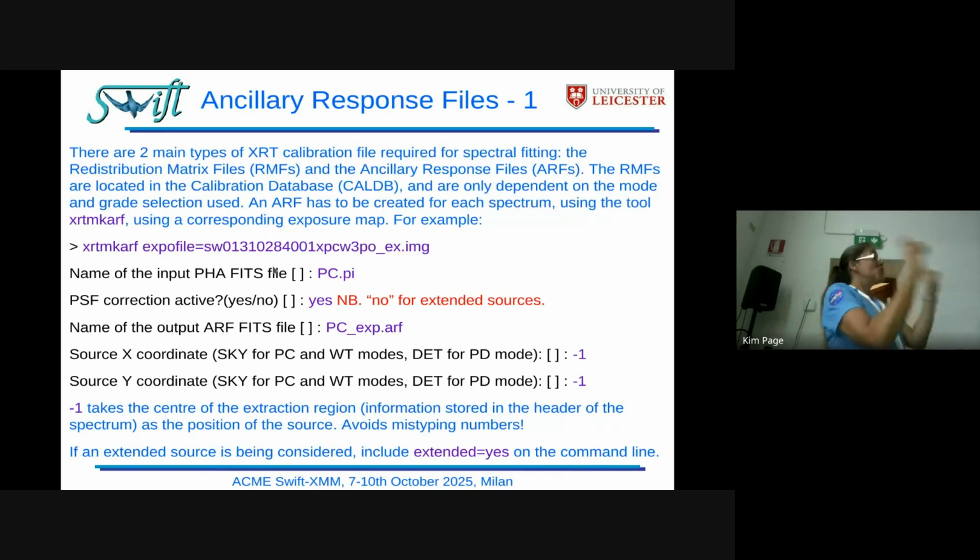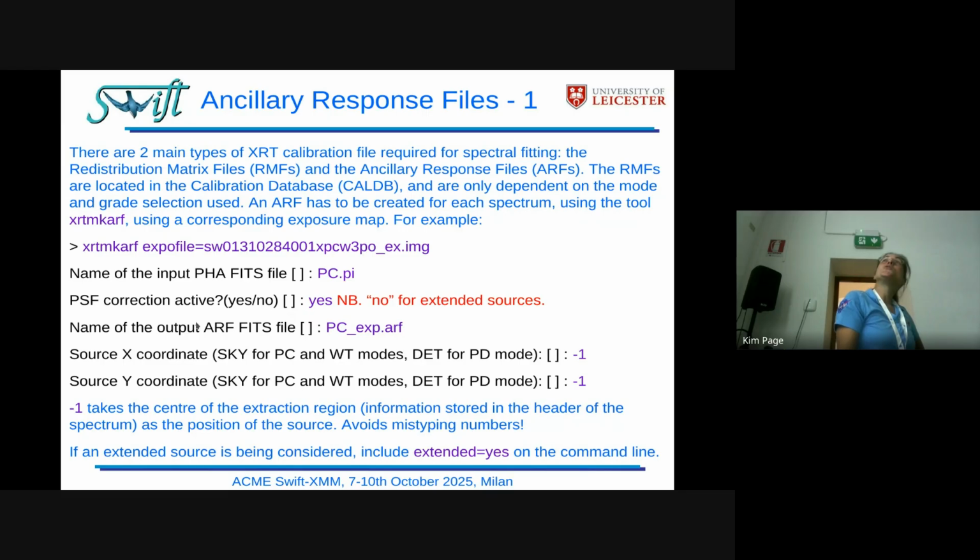So there are two different calibration files that are needed for any XRT spectrum. One is the RMF, the response matrix. Those are in the calibration database. Those were created in the past by Andy, these days by Andy and some people who are working with him. So that is not unique to the observation. The ARF is unique to the observation. So you have to run XRT makearf to build an ancillary response file for your spectrum of interest.